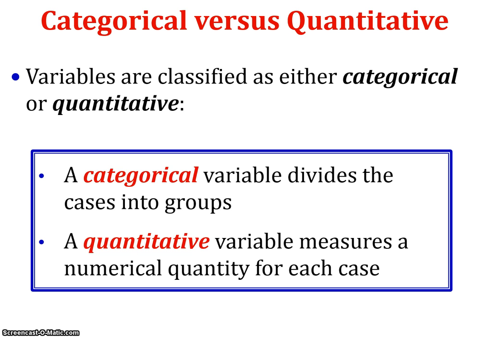Variables are classified either as categorical or quantitative variables. A categorical variable divides the cases into groups. For example, gender, in our last example, would be a categorical variable. It would divide our children into males and females. A quantitative variable measures a numerical quantity for each case. For instance, height can be measured on a quantitative scale.